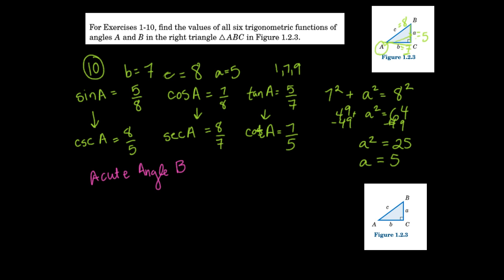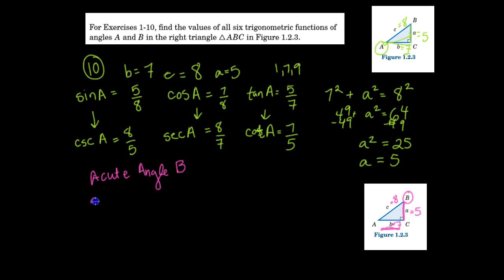Now we have to find all of the 6 trigonometric functions for angle B. So once again, we're dealing with the same triangle. This length is 7, this length is 5, and this length is 8. Now what I sometimes tell students to do is put your finger on this angle B. What is the leg that's opposite B? Now it's this side. Does everybody see that? So this is the opposite leg with respect to this angle. The adjacent leg is the one that's touching the angle, and the hypotenuse is still the same.